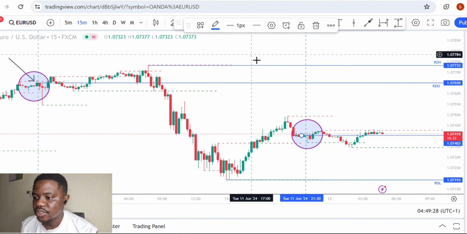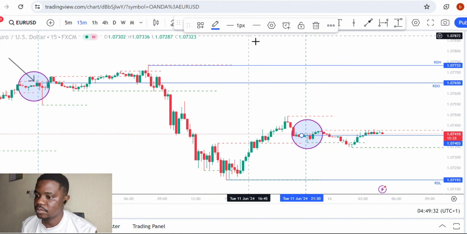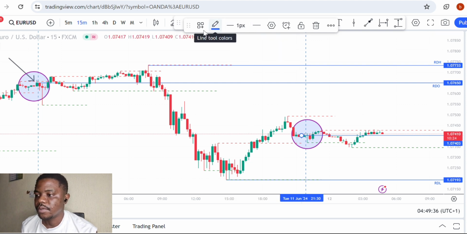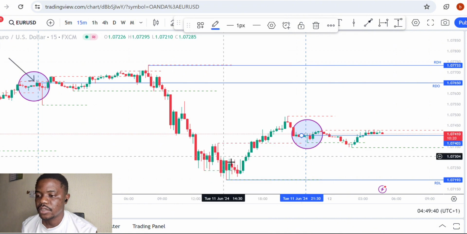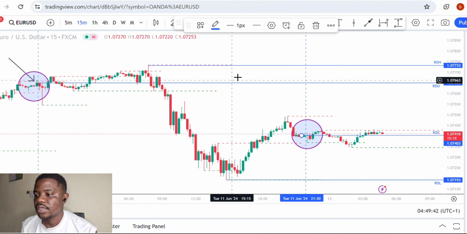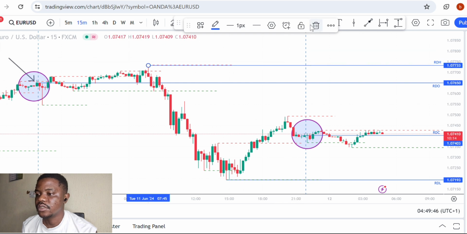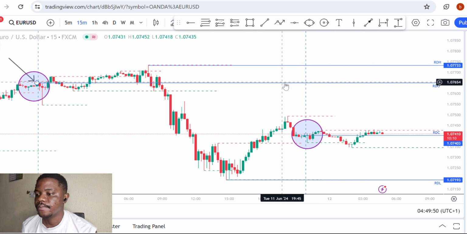We place it there. You don't need to keep it too accurate though, but it should be close. So I will name that recent daily close. So I cannot go as far as locking everything on my chart. I would lock it all on my chart.